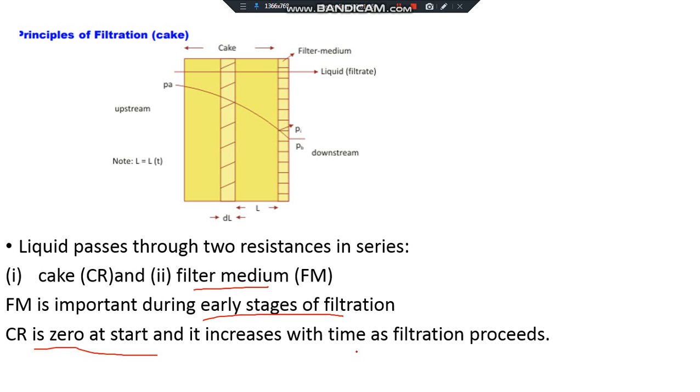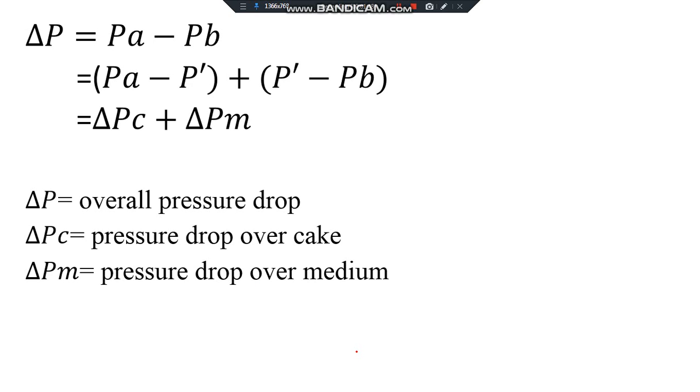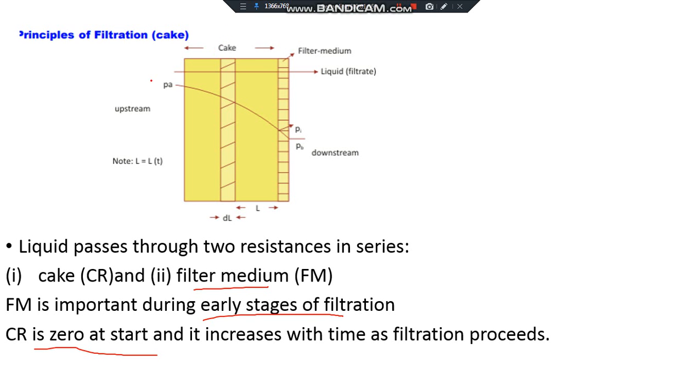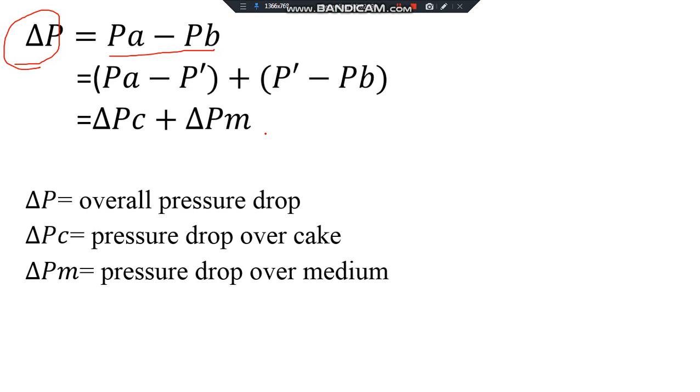Now if I want to write down the overall pressure drop, that is delta P, that is PA minus PB. Here you can see PA is here and the difference is PA minus PB. Now here I assume that the intermediate pressure is P dash. So I can write PA minus PB as PA minus P dash plus P dash minus PB.